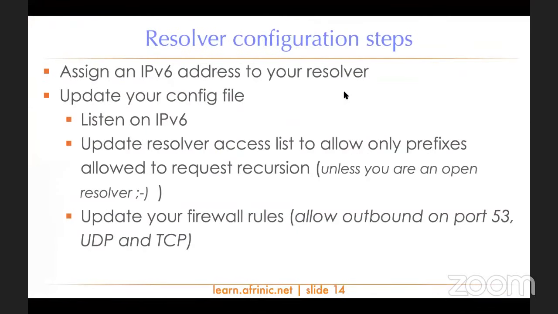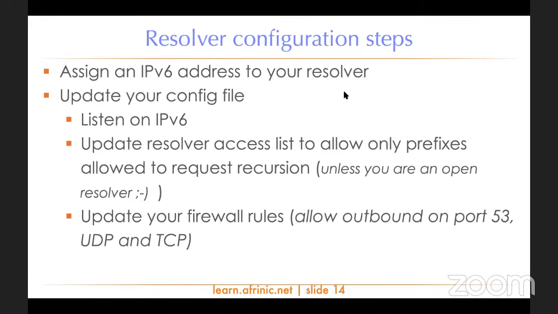Let's proceed. So for your resolver, when you want to enable IPv6 in your resolver, the first step will be to assign an IPv6 address to your resolver. Second thing will be to update your config file. And by updating your config file, I mean you have to make sure that your resolver is able to listen on IPv6. Then you also have to update the access list related to the resolver to allow only prefixes which are allowed to request recursion.